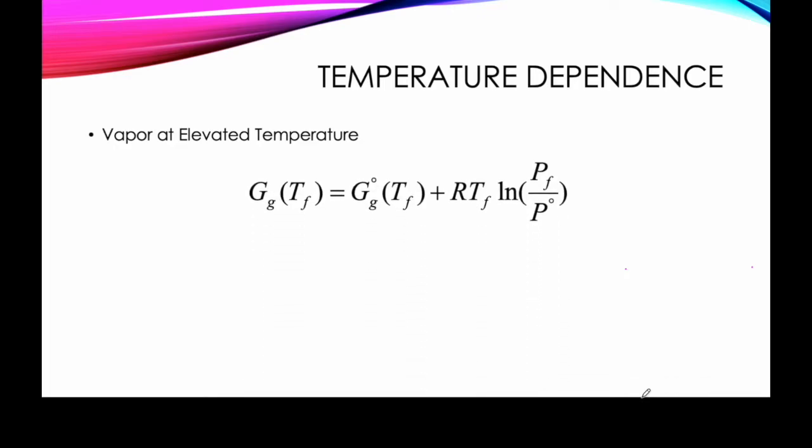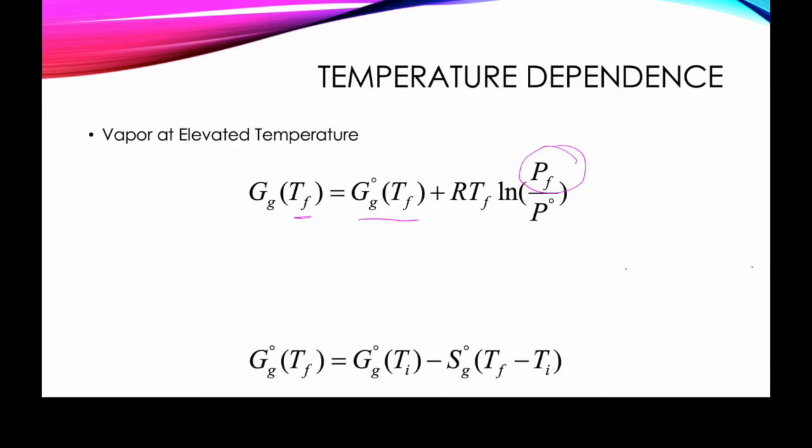So this is what we know, that we can relate the Gibbs energy of the vapor at our elevated temperature T sub F to the standard Gibbs energy at 1 bar pressure and the vapor pressure at that elevated temperature. And that's the critical component here. That is the pressure we're trying to calculate. What is that vapor pressure at the elevated temperature? So that's what we know.